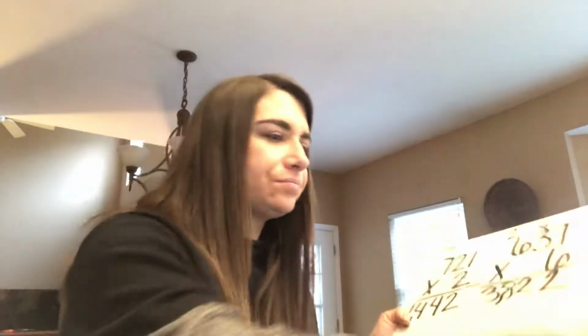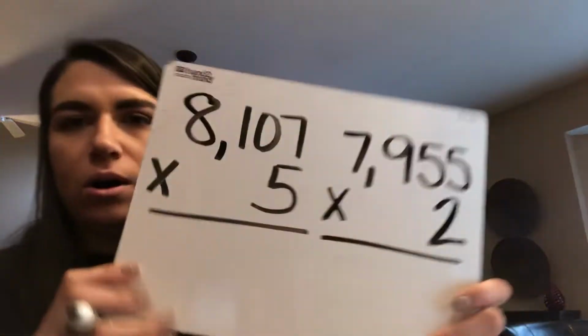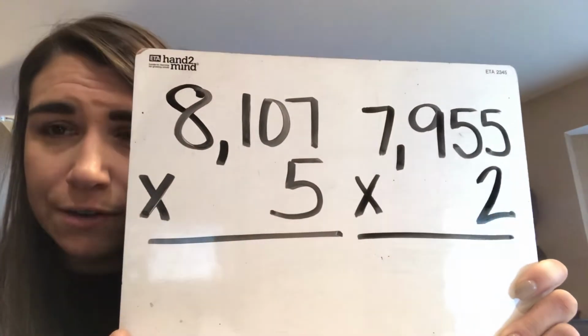All right. The next one, we go to 4 by 1s. So you have 8,107 times 5. Oh, am I going to have enough room for both of them? Yeah, let's do it. 7,955 times 2. Go ahead and pause your screen and write those down.